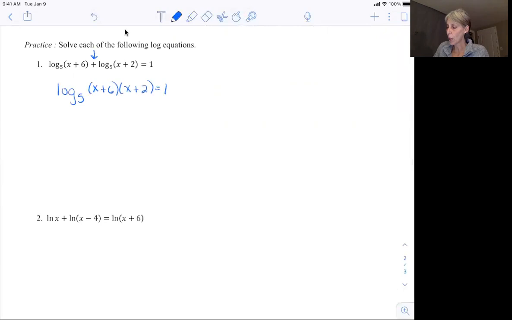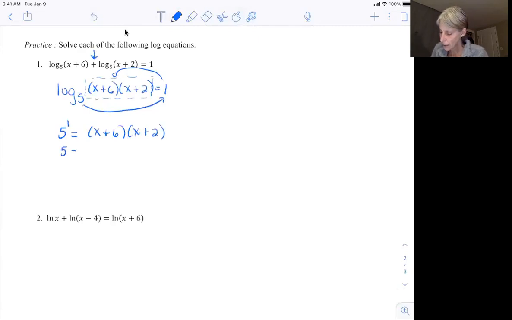So I have the word log on this side and a number on the other. So I'm dealing with the first situation. So I'm going to write this in exponential form. So I have 5 raised to the first power is going to equal this entire mess. Okay, it's going to be the whole entire thing. 5 to the first equals x plus 6 times x plus 2.